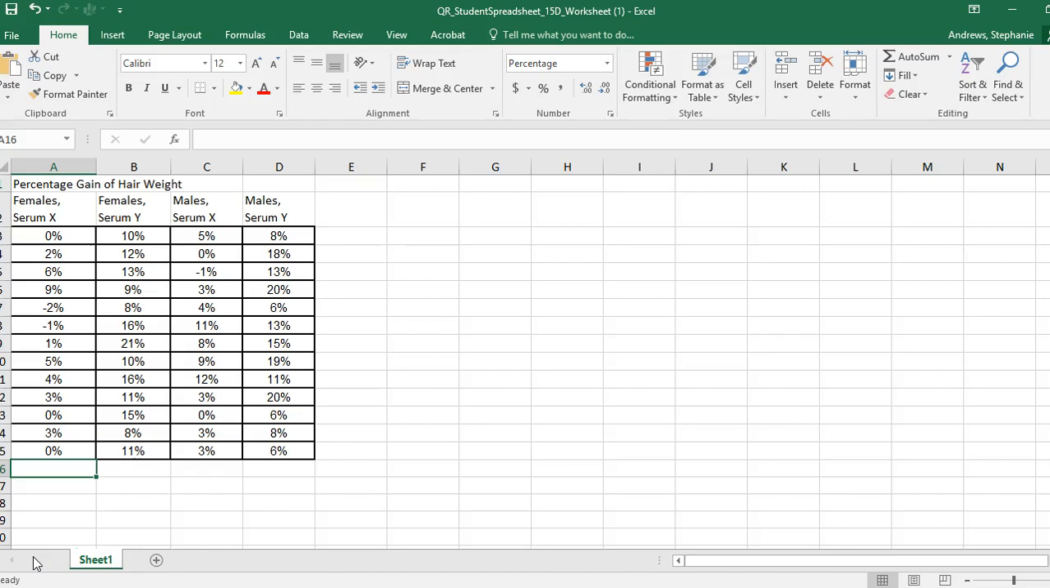And so what it asks you on question part A is, what does a negative percentage in the table indicate? And the negative percentage gain of hair weight indicates hair loss in an individual. Then looking at parts B, C, D, and E, it's asking us to find the average percentage gain of hair weight for females using serum X. That's part B. So on your spreadsheet, practice typing in average, and then we'll click the first of the line, colon, down to the end of the line, parentheses, and I hit return.